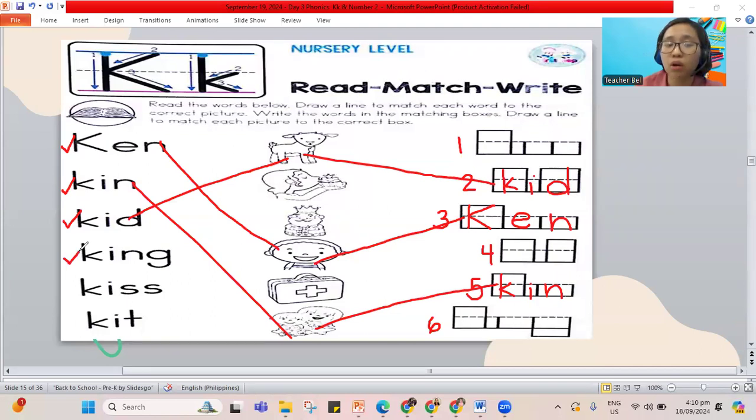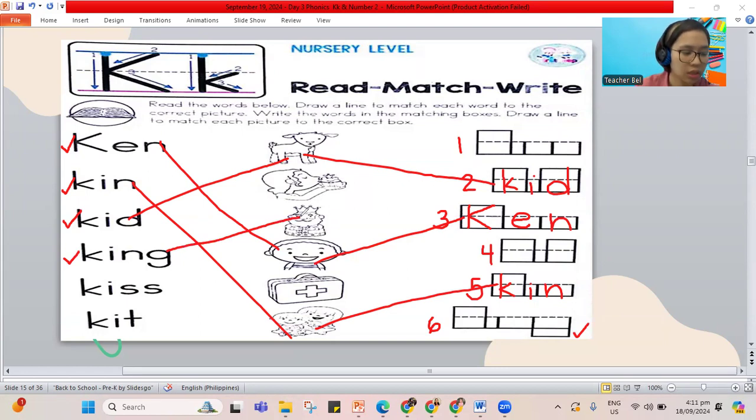K-I-N-G. That's a long one. It has 4 letters. K-I-N-G. Can we put it here in number 6? Yes, that's the box for king. So let's make a line first for king, the picture. That is king, the one that is the partner of our queen. And what about the box for king?